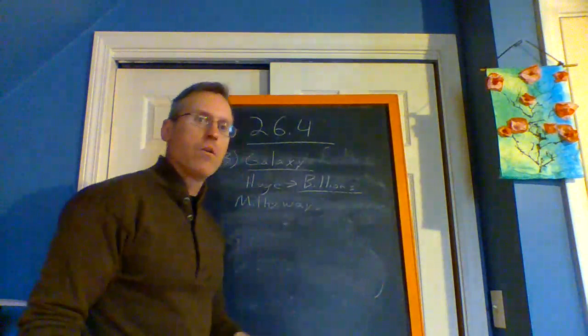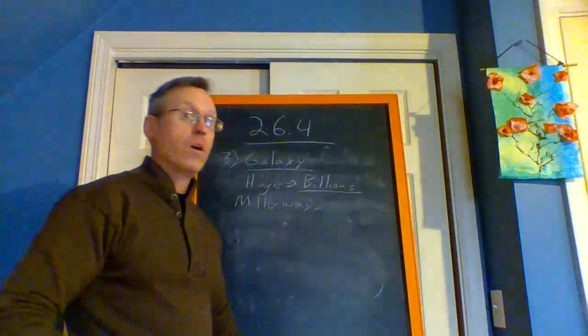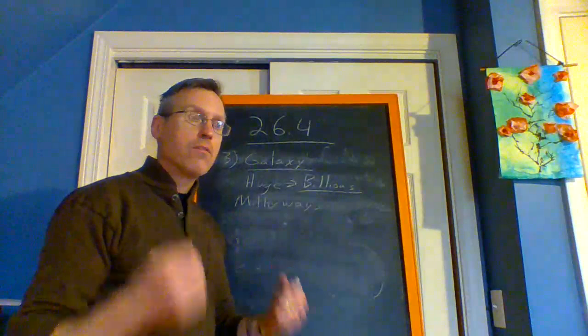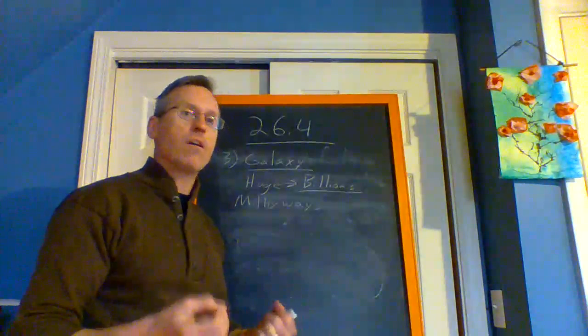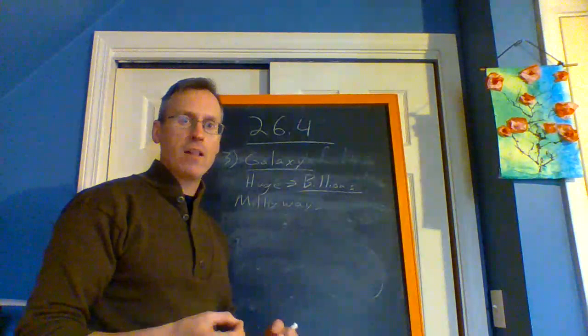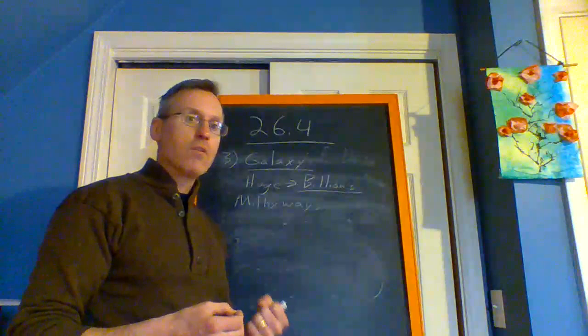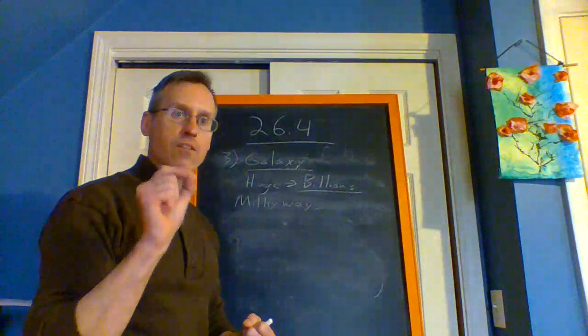Why? Because it's our home galaxy. And when we go out into space, it's the first galaxy that we will start to colonize. All the stars that you see in the sky are part of the Milky Way galaxy. All right? Other stars in the universe are parts of other galaxies, but you can't see them.